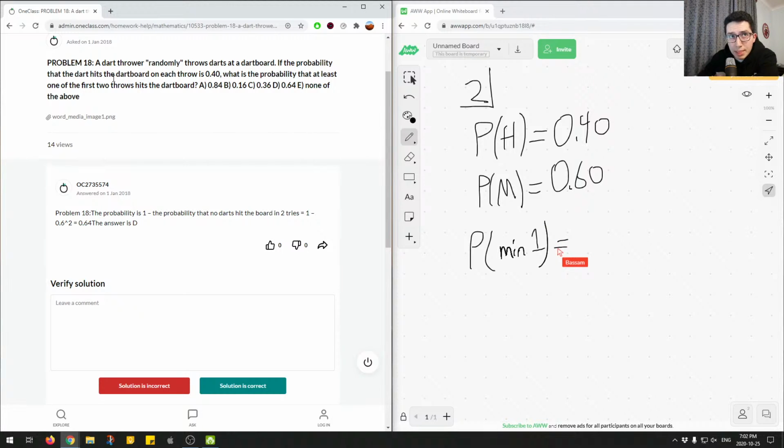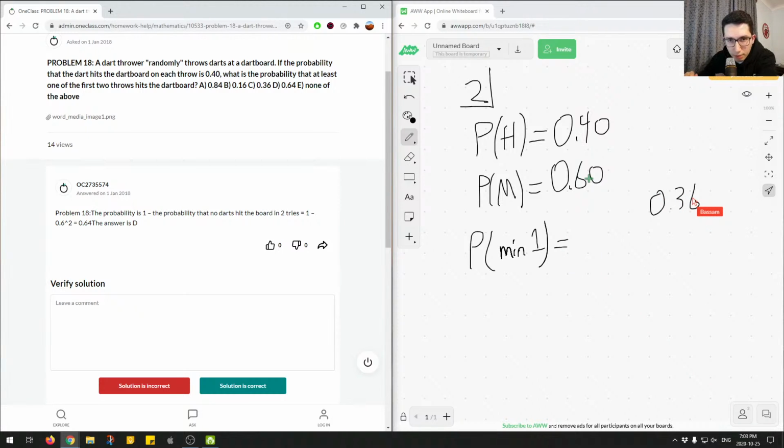If we missed both, we can calculate the probability of that. The probability of missing the first shot is 0.6. The probability of missing the second shot is 0.6. So we multiply 0.6 by 0.6 and we end up with 0.36. I'll just write that over here.